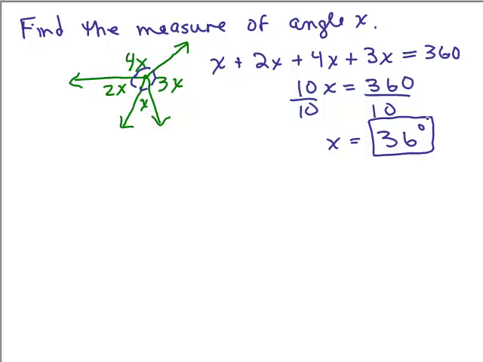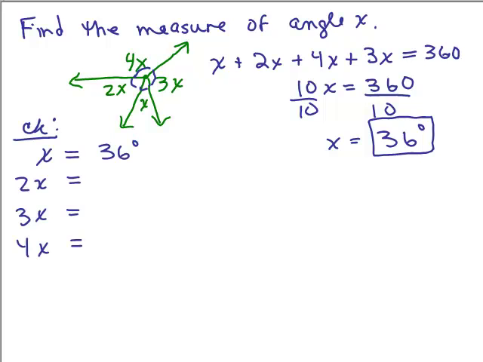But it would be a good idea to check your answer and see if we put that in for all the x's here, and we got all the angles to make sure it really does add up to 360 degrees. So let's check it. If x is 36, what would 2x be? That'd be 72 degrees. What would 3x be? You would have to do 3 times 36. So that's 108 degrees. What would 4x be? Well, that'd be 4 times 36, or 144 degrees.